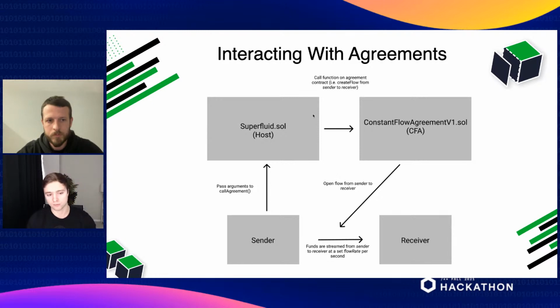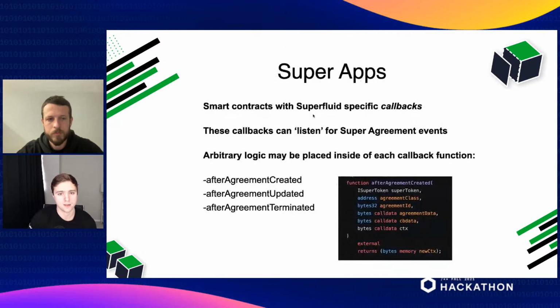So, for example, you will pass arguments to a function on the host contract called callAgreement. You can see that on the left-hand side of my screen there. That will in turn perform an action that you specified on the agreement contract you want to interact with, in this case the constant flow agreement. What that call will do is open up a money stream, or a flow, as we call it, from the sender to the receiver.